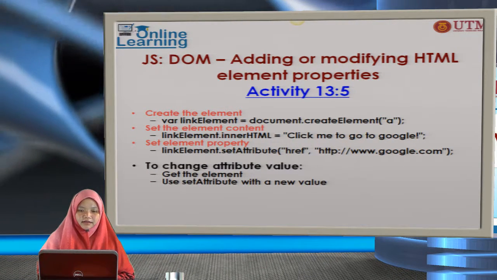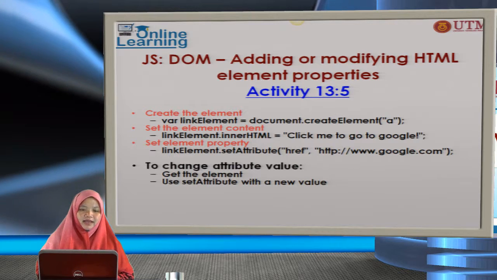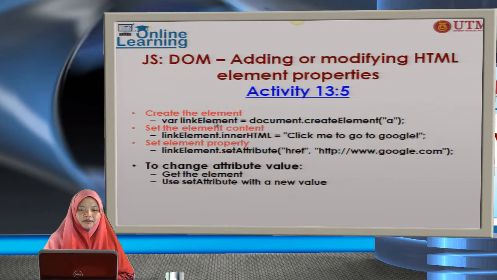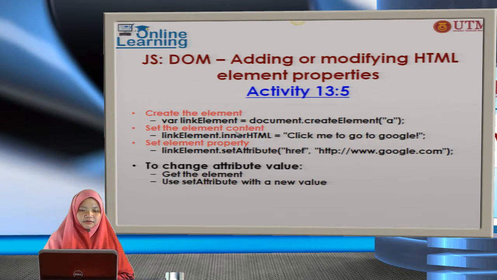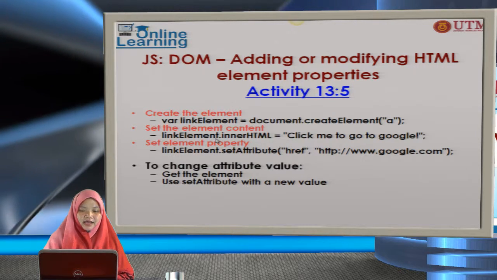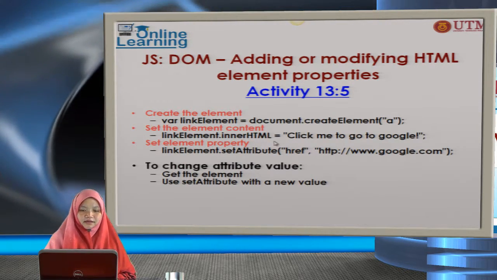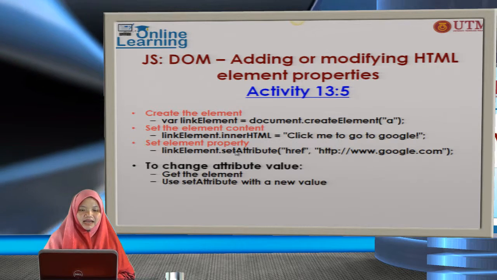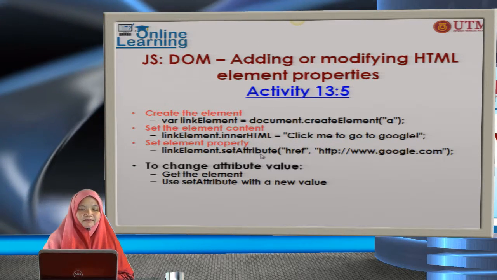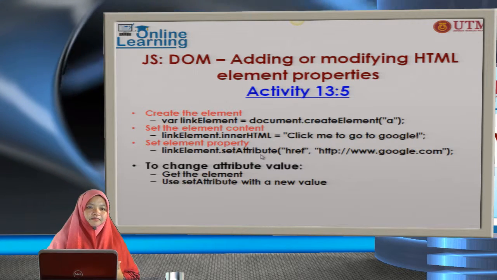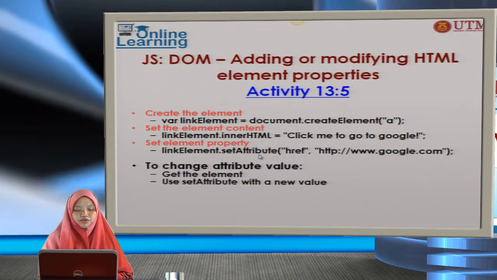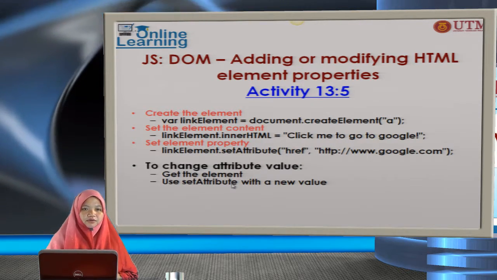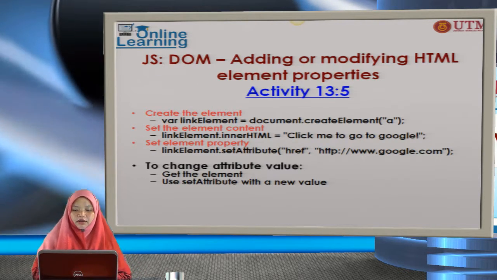Okay, and the next one is to create the elements. So this is the way you do that. You can see here, var linkElement = document.createElement, and then set the element's contents. So you can do it like this, linkElement.innerHTML, right? And then set the element property, so you can use linkElement.setAttribute. So this is the method, right? And if you want to change the attribute value, what you have to do is get the element and then use setAttribute with the new value. So this is the way you can change your attributes.